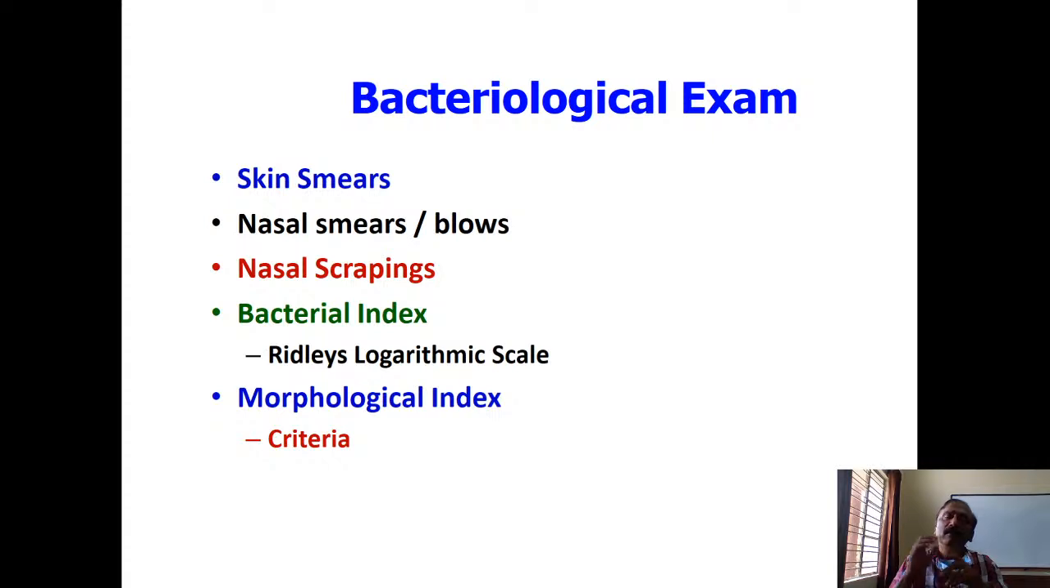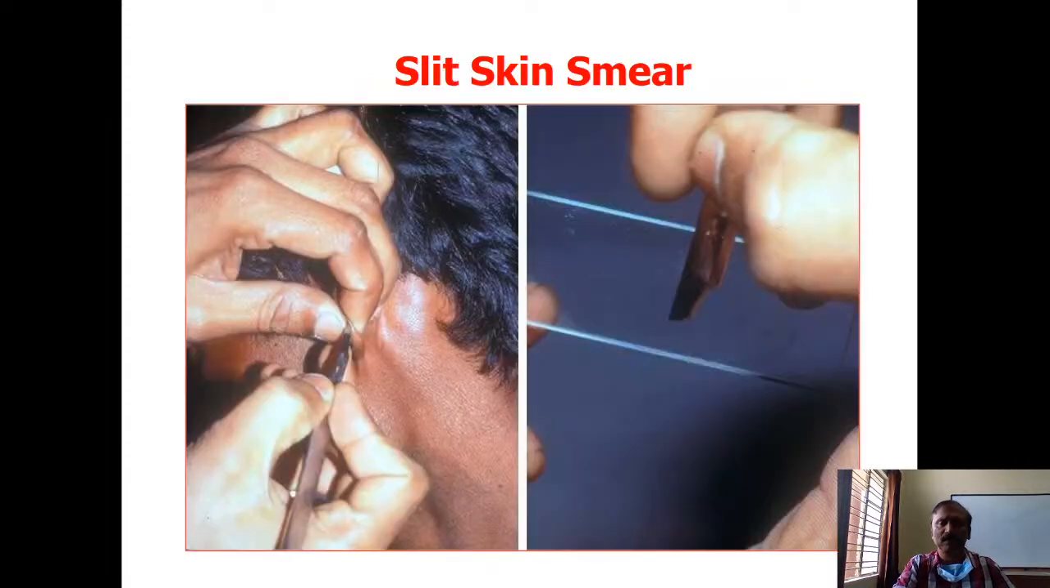And once we do that, we stain that film. We take the things, make a smear, and then stain the film, and then we decide on the bacteriological index and the morphological index. This is what I'll teach you, how you're going to go about it. For the bacteriological index, you have the Ridley logarithmic scale, and for the morphological index, there are criteria. We will talk about criteria.